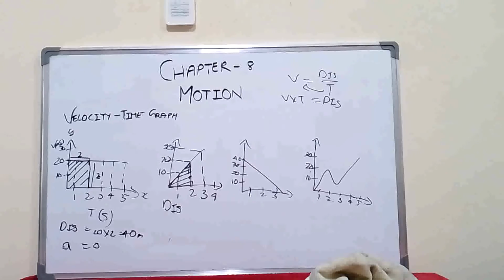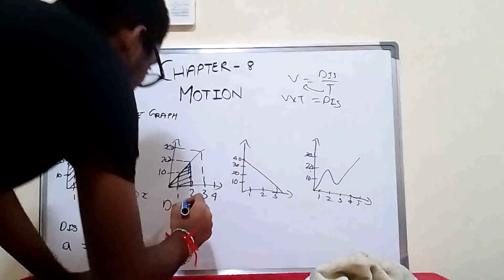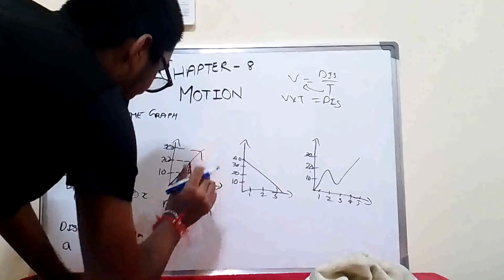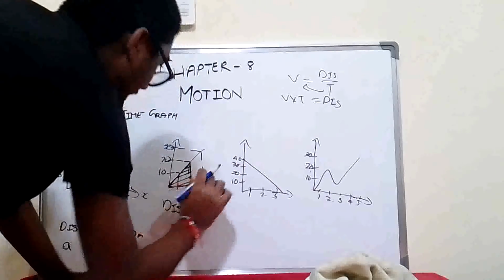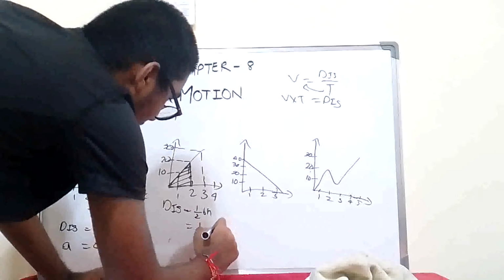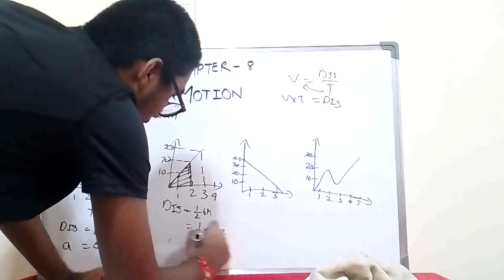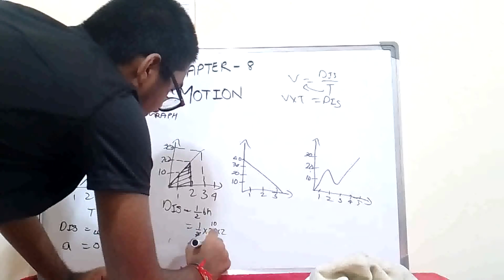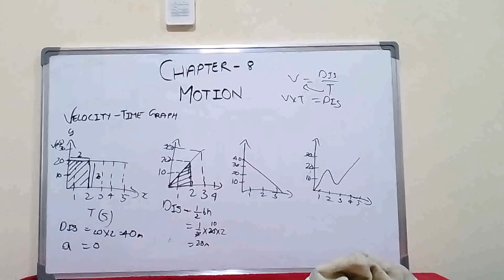Here it's a triangle, so we have to use the formula 1 by 2 base into height. So the base is 2 here and the height is 20, which means 1 by 2 into 20 into 2, cut here, and then it will be 20 meters. So here we see that the displacement here is 20 meters. Now we will be seeing how to find acceleration.